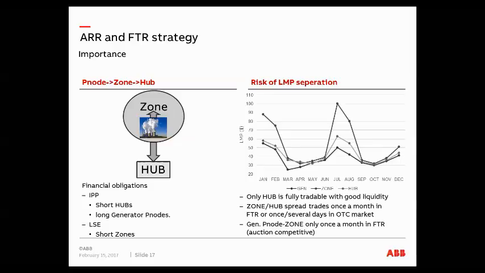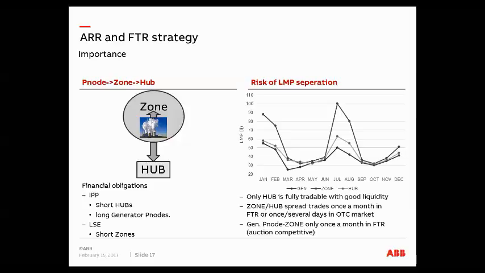So in the last section, I will talk about the FTR and ARR strategies. First, I will introduce why we need to hedge using FTRs and ARRs. What's the importance? The typical pricing nodes a utility is dealing with can be summarized into three types: a generation node, or zonal node, or hub node.